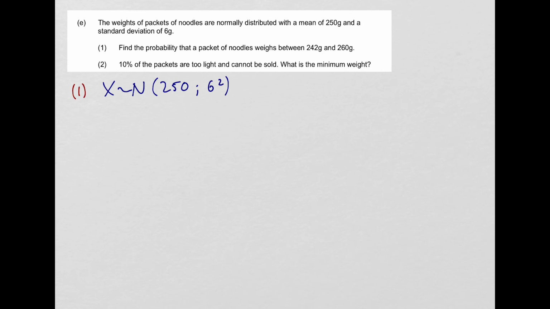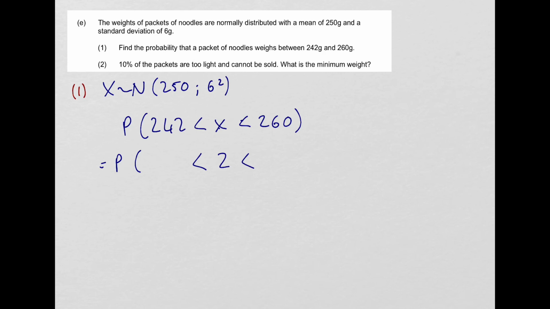Right, so the probability that the packet of noodles weighs between 242 and 260 means that we're looking for the probability that X is between 242 and 260. Okay, now you've got to work out your corresponding Z values for the X values that are given. So that is equal to the probability of, we know Z is going to be in the middle here. And remember, the way that you work out these probabilities, for the 242, you're going to say 242 minus the 250, which is the mean, and divide that by 6.